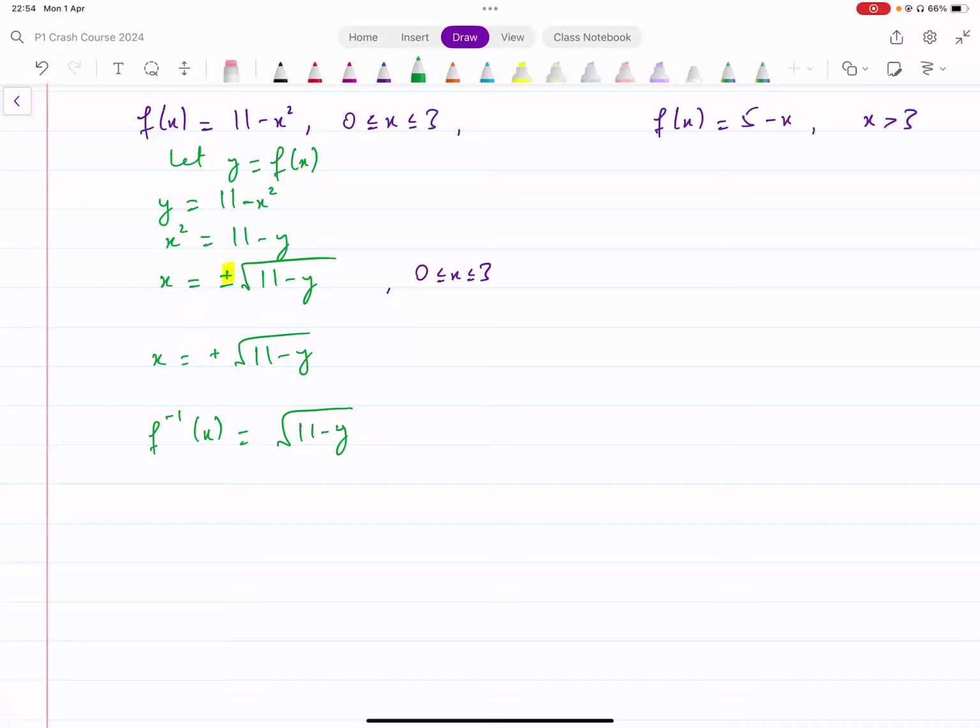Okay, so this is one part of the inverse function. We will see how to write it at the end. Let's leave it like this for now. We'll come back to it.